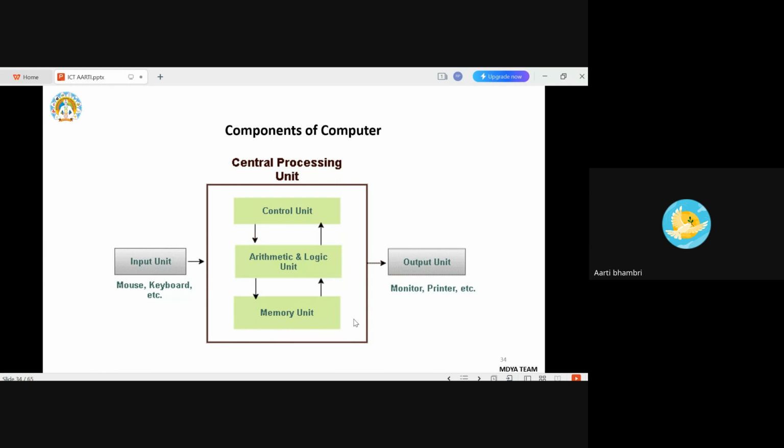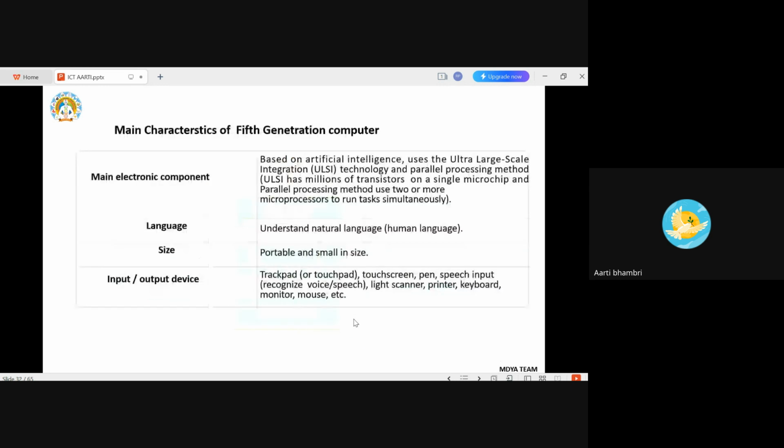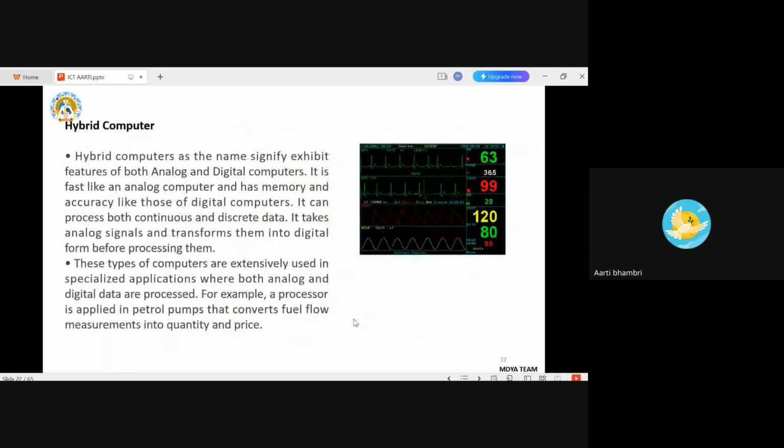This is the basic architecture we know as von Neumann's architecture. Von Neumann is the father of the architecture. This is the basic architecture of the computer. Now let's discuss from the starting.